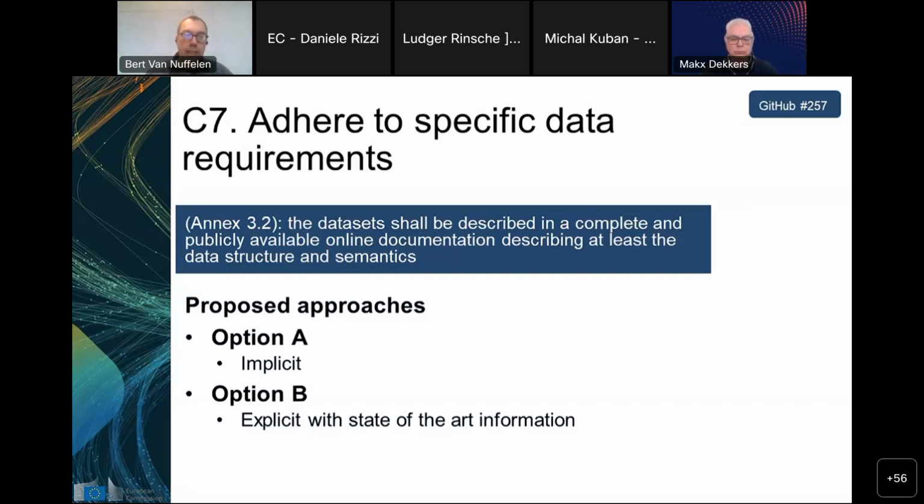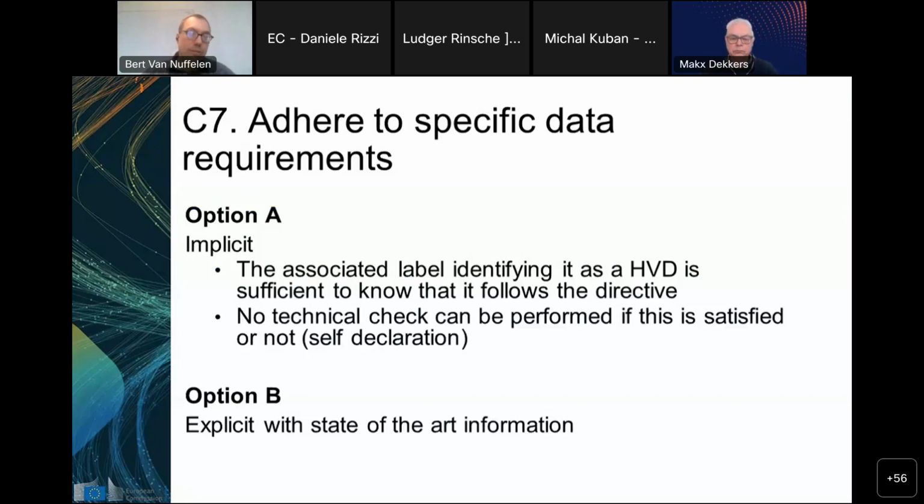So option A means we know it's labeled as a high value data set, and that's sufficient to know. In principle, we can go to the regulation and find that it's in the scope of this domain, and therefore it should follow these data structures according to that domain. So it's hard to find and to check, and you have to rely just on the identification of the high value data being correct.